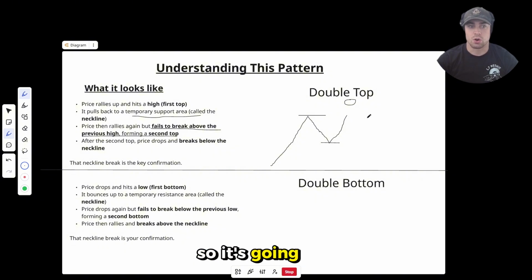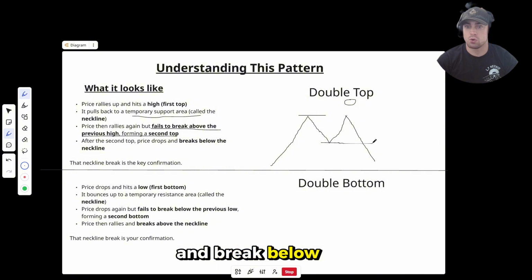So it's going to rally up, hit this first high, and then it's going to continue down and break below this neckline right here, okay? The neckline break is the key for confirmation, okay? So that's like a confirmation that the pattern is successful is when price breaks below this neckline.